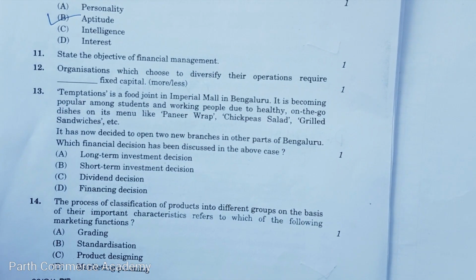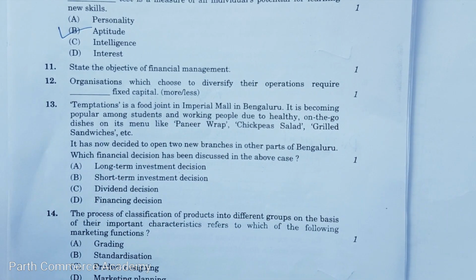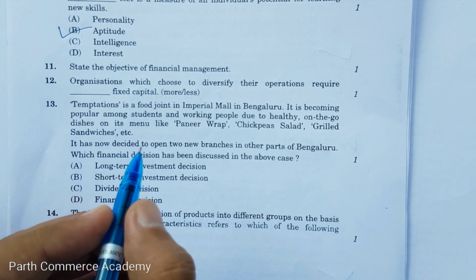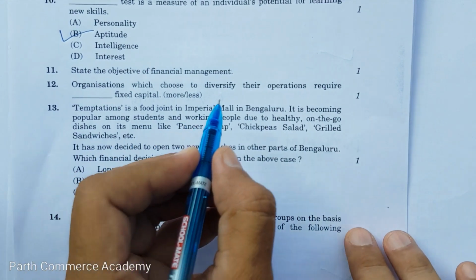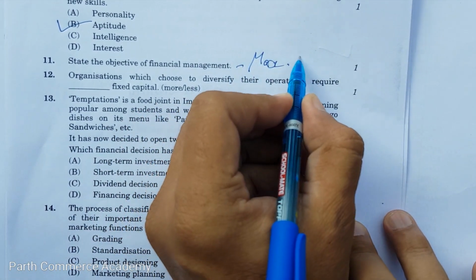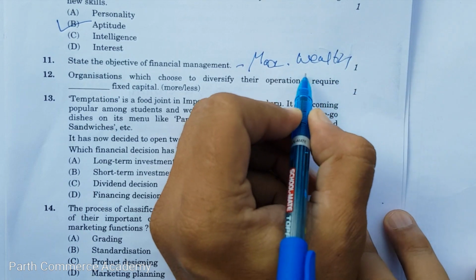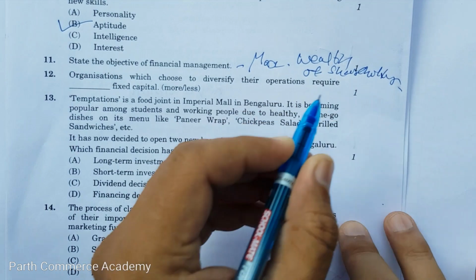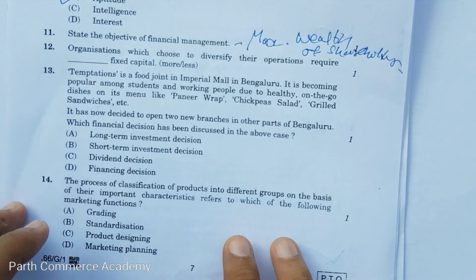Next is state the objective of financial management. Why are we doing financial management in 1 mark? If you are asked in 1 mark, in one sentence, we can say the one and only objective of financial management is to maximize wealth of shareholders. Maximize wealth of shareholders is the answer.